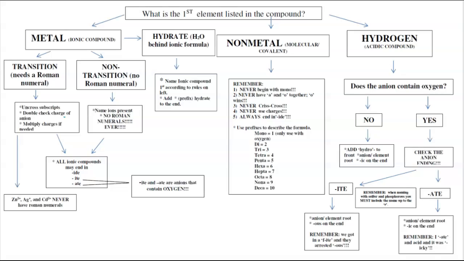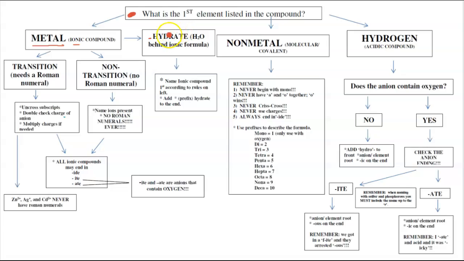And it really all starts with this question right here at the top. What is the first element in my compound? So this is the very first thing that you need to look at. What kind of compound am I working with? If you look at your compound and the first element you see is a metal, you know you are either going to have an ionic compound or you're going to have a hydrated compound.